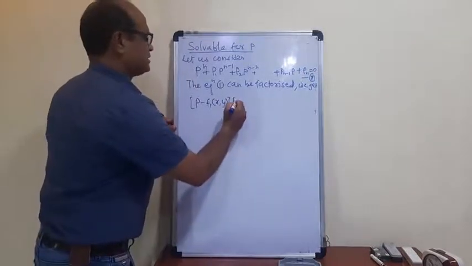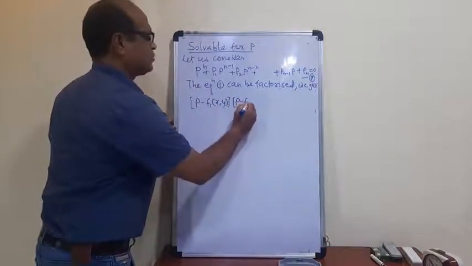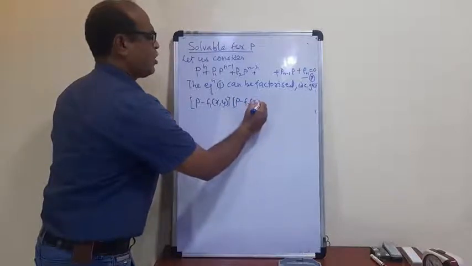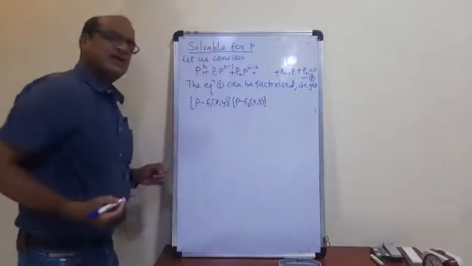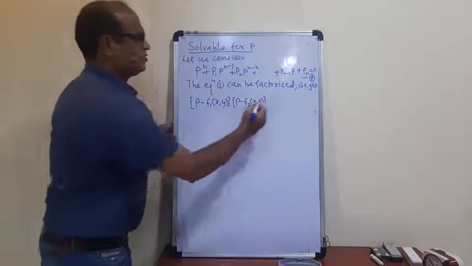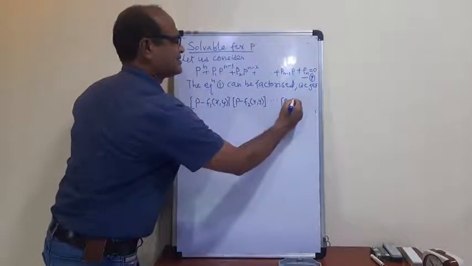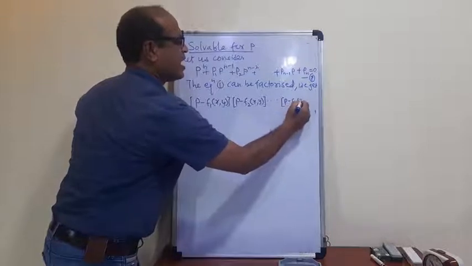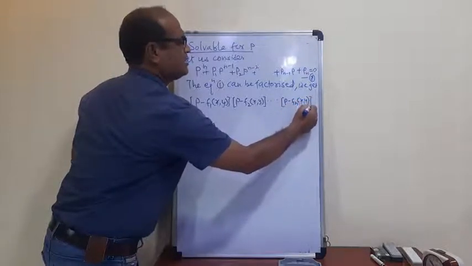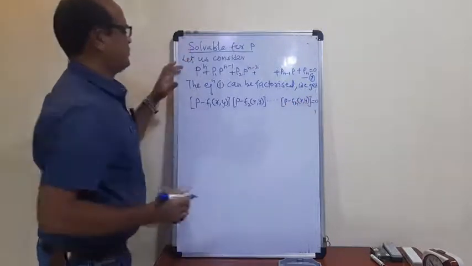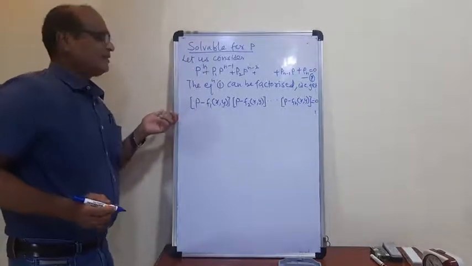Next factor is p - f2(x, y). So how many factors are there? n factors are there. So on and so on, p - fn(x, y) = 0. So this equation can be written as like that.